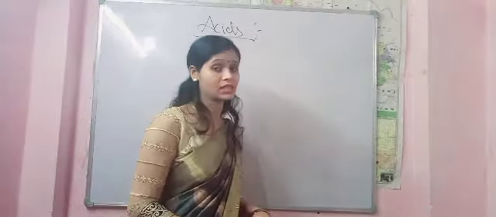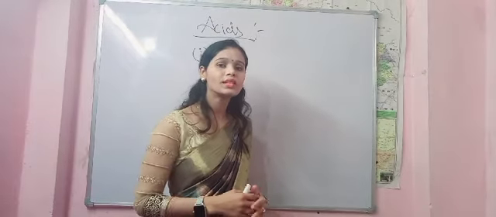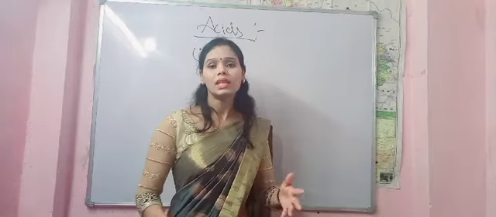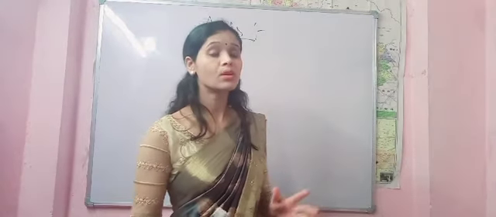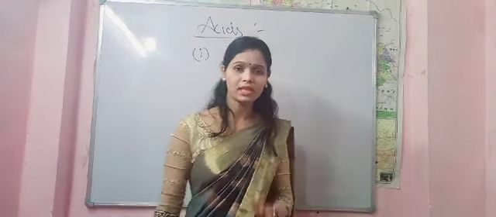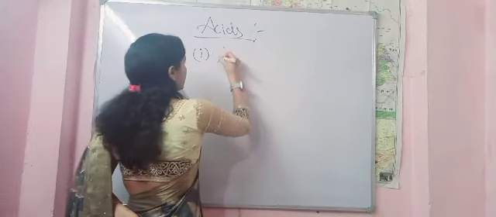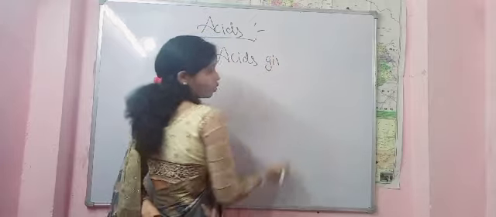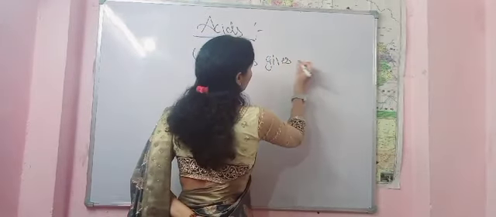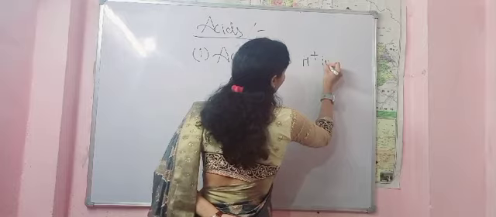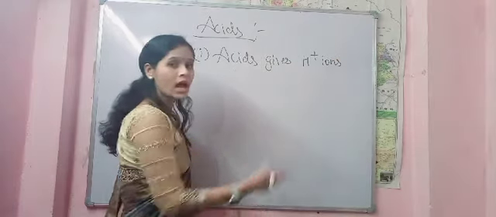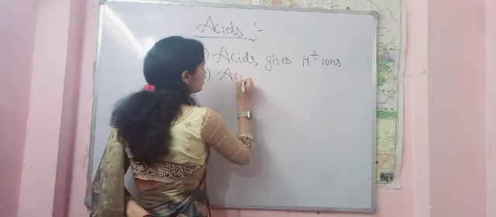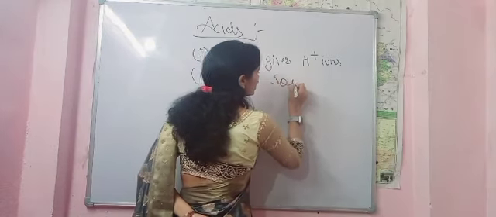Acids are such substances which, when they come in contact with an aqueous solution or with water, release H plus ions. This is the most important and first property of acids. So acids give, release, or furnish H plus ions. Okay, H plus ions. The second property of acids is that they are sour in taste.